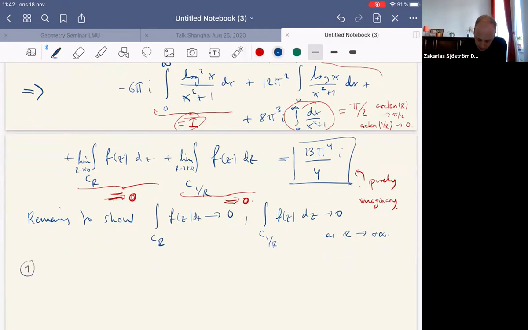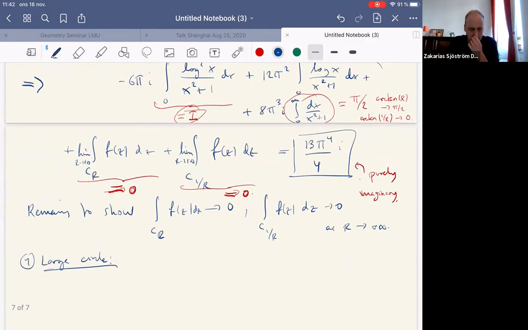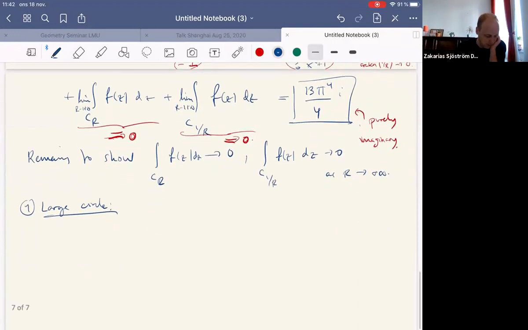So to deal with the first one, the large circle. This is often the hardest part, I would say. You can learn how to set up all of these things, but if it's a difficult integral, then it could be tricky to do these estimates. It almost always happens in practice, in the exercises that you get, that things tend to zero along these circles. But in order to show it, you still have to give some argument.